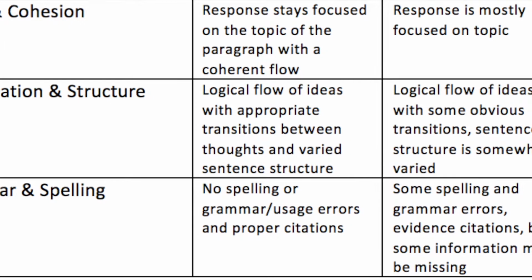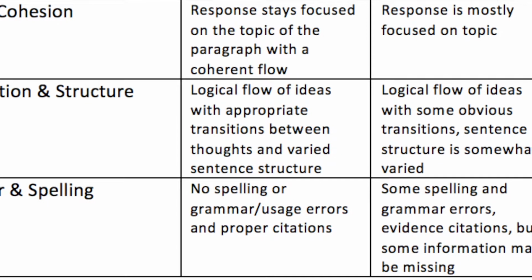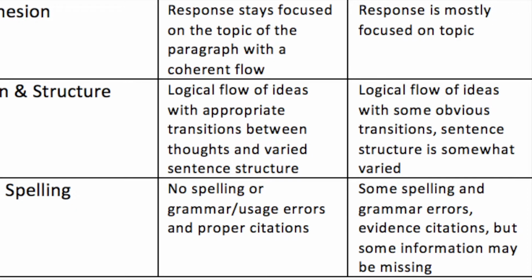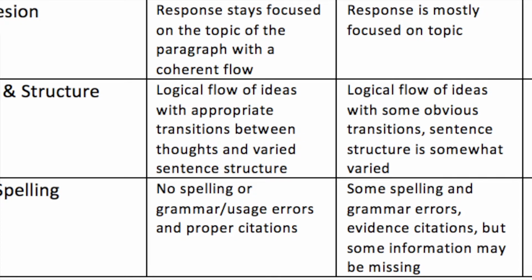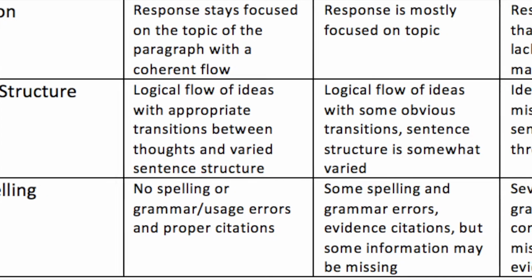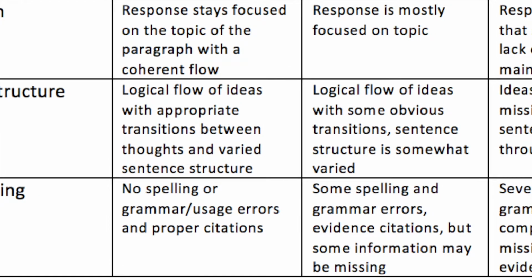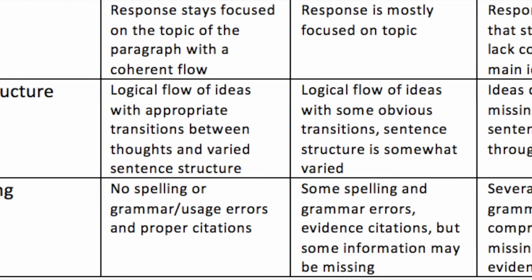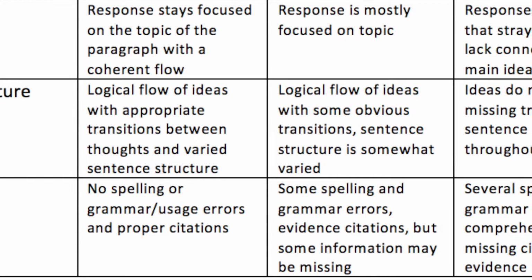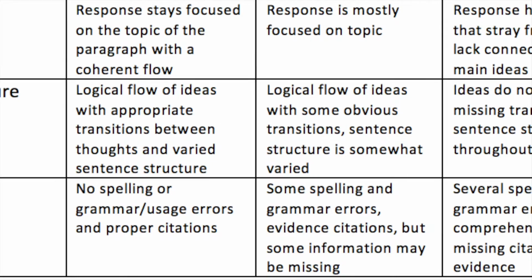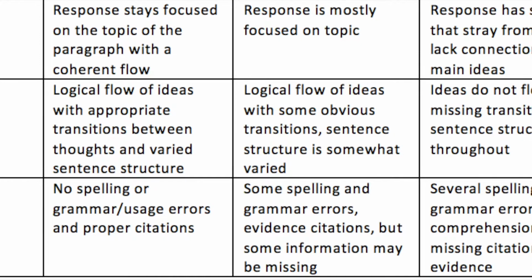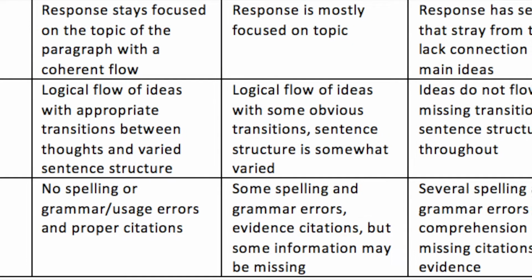So with focus and cohesion, do you stay on topic or are you straying away? That's going to be the difference between a 3 and a 1. If you stay mostly on topic, maybe you stray just a little bit, then you might earn that 2. For organization and structure, the difference between a 3 and a 1 is going to be those transitions you're including. Are they appropriate transitions? Are you using a bunch of simple short sentences, or do you have some longer complex sentences mixed in with some shorter, more straightforward sentences?